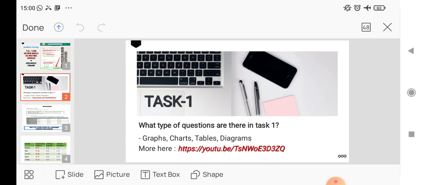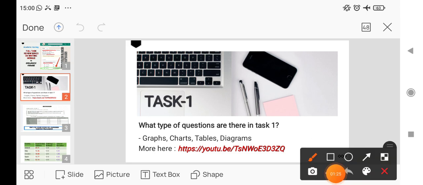So in task 1 of the writing module for academic training, you will be describing graphs, charts, tables, diagrams, etc. So you can check out the video in the link that I have listed there, and that will help you to learn what you need to know about task 1 of the academic training writing module if you have never written it before and you are new to taking the IELTS examination.